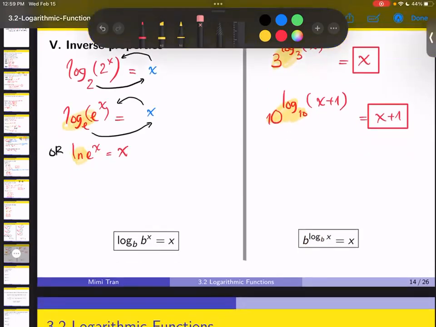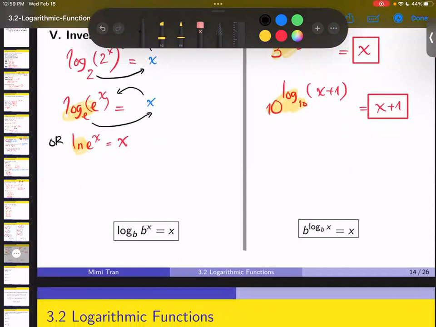One more, and maybe I'll let you go. We can do the inverse property next. e to the ln of x. e and ln are inverses, right? So they cancel, equals x.